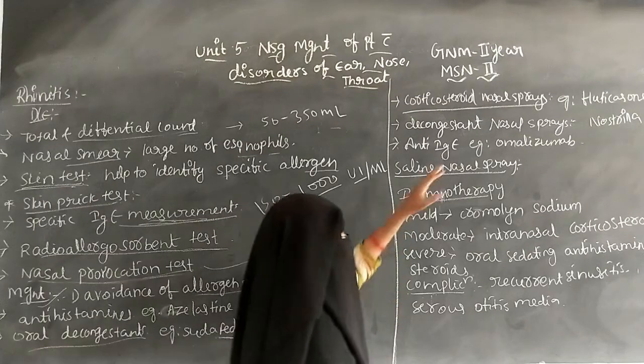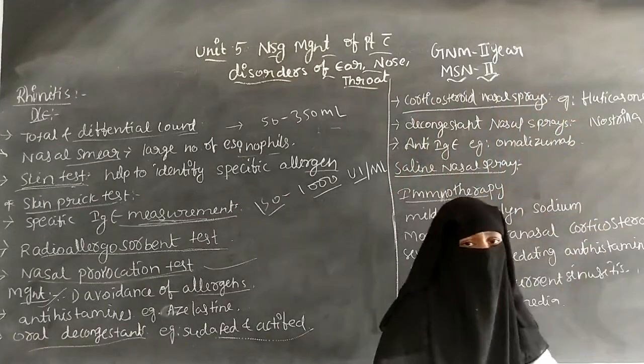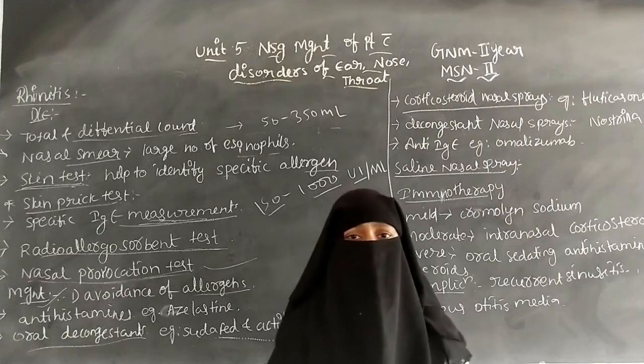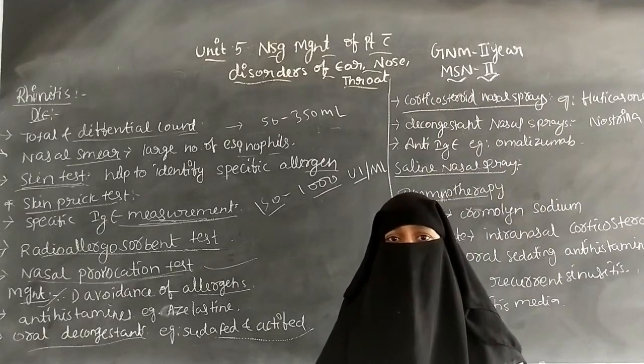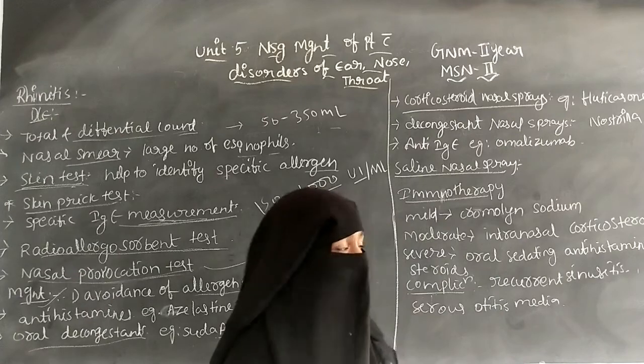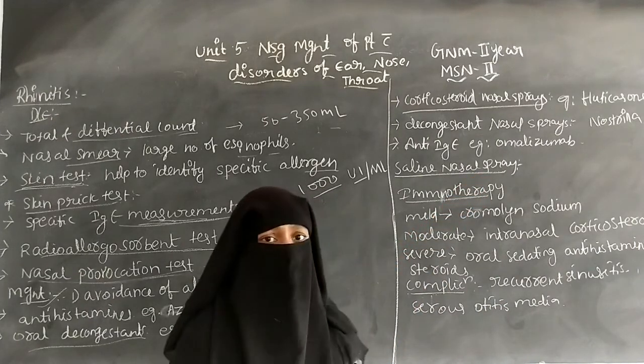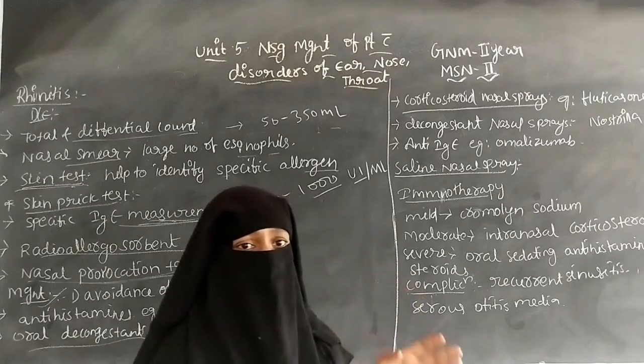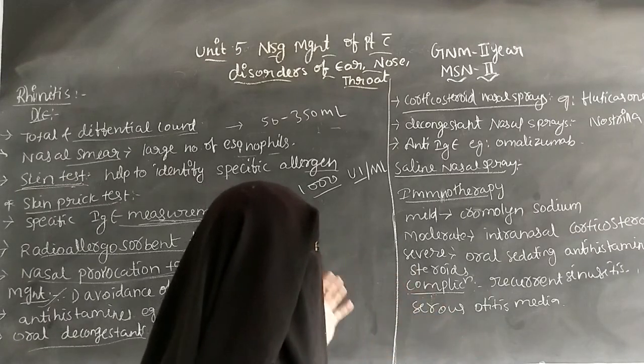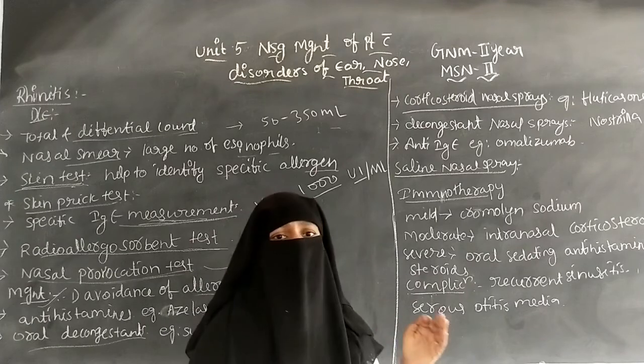So the next one is the corticosteroid nasal spray. So the corticosteroids can be used to reduce the inflammation and the infection. The nasal spray includes fluticasone. So fluticasone is a nasal spray. It can be used to reduce the inflammation and infection.